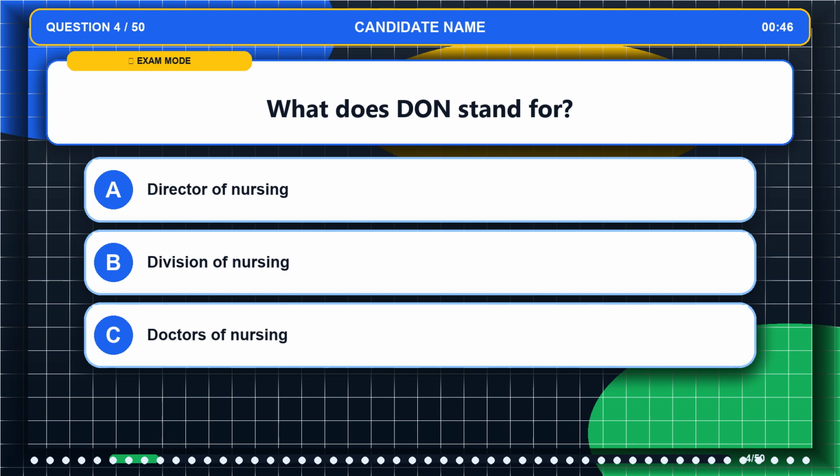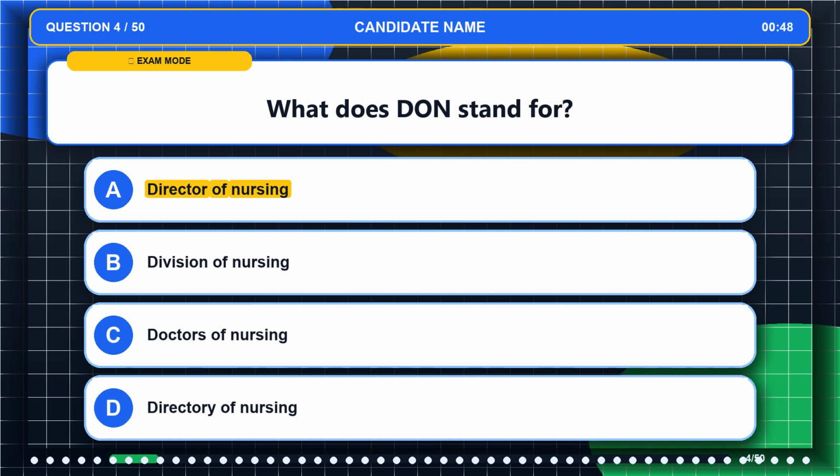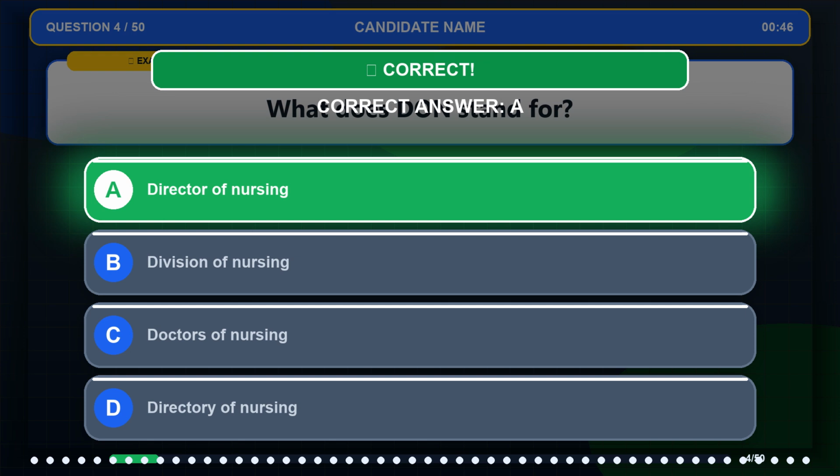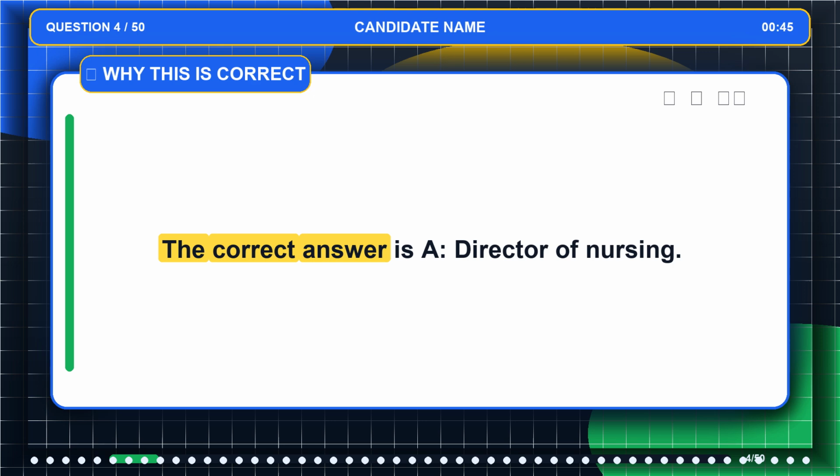Question 4. What does DON stand for? Option A, Director of Nursing. Option B, Division of Nursing. Option C, Doctors of Nursing. Option D, Directory of Nursing. The correct answer is option A, Director of Nursing.